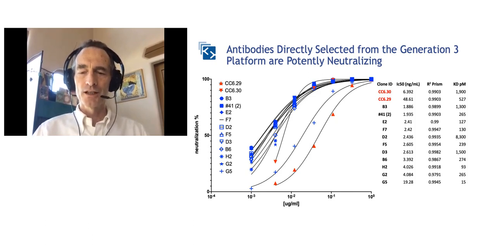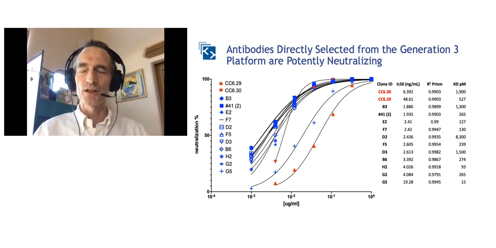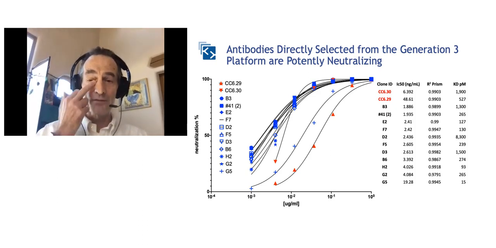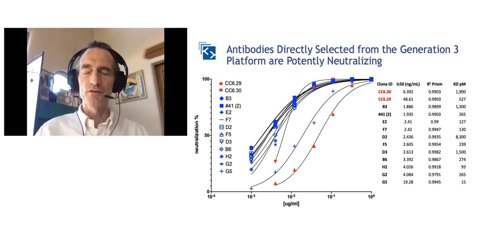And interestingly, we found that the IC50 does not correlate with the affinity of the antibody. And you get a sense of that from looking at the table on the right-hand side. As I said, the IC50s of the live virus are very similar and in some cases perhaps even better than the IC50s we've got from the pseudoviral neutralization.